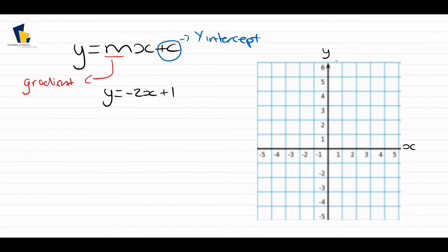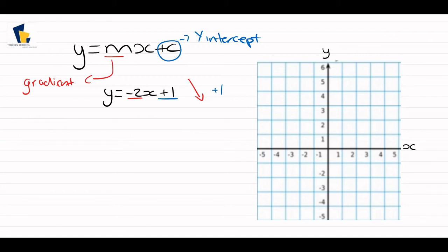So here we have another equation. It looks very similar to the last one we had, except this time our gradient is -2, but our y-intercept is still +1. So we should know, because our gradient is -2, that the line is going to go down, but we're still going to go through the y-axis at +1.